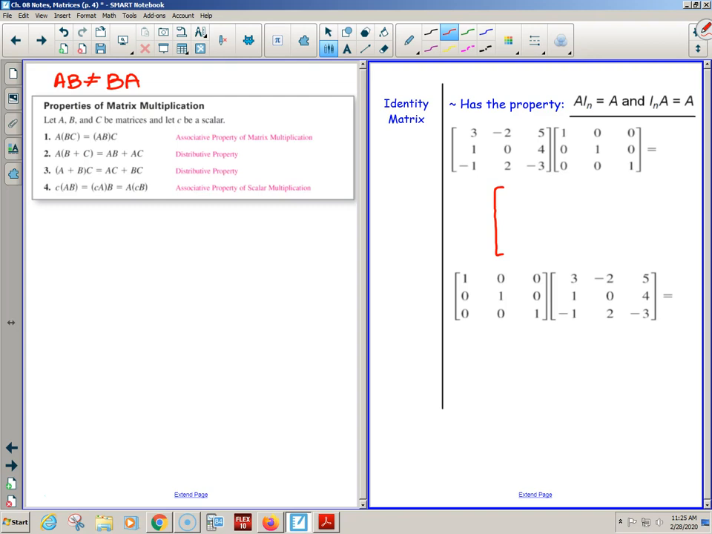But how does that make sense? We'll check it. First times first, wouldn't that be 3 plus 0, 0? Stays 3. Second one, cross over down. 0, negative 2, 0. Oh, stays negative 2. Cross over down. 0, 0, 5. Literally, as you go through multiplying with the identity matrix, each and every term ends up staying the same because of the placement of the 1s and the 0s.